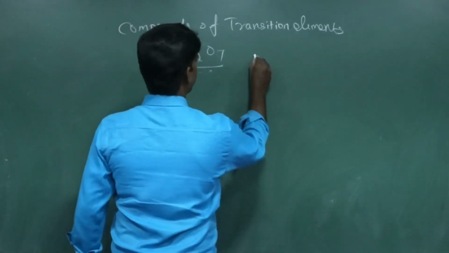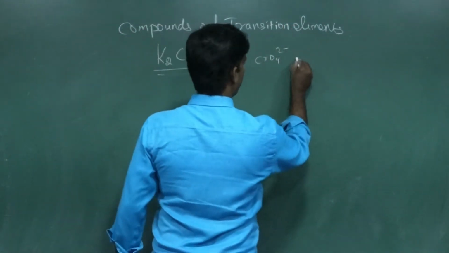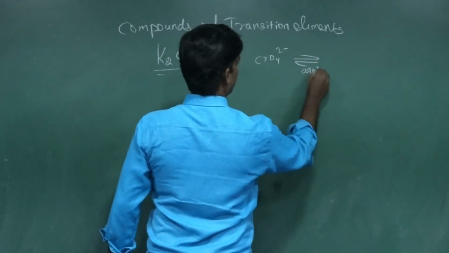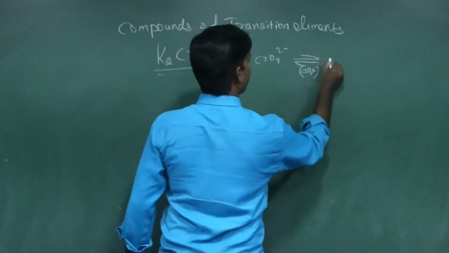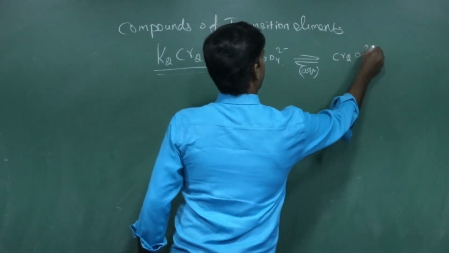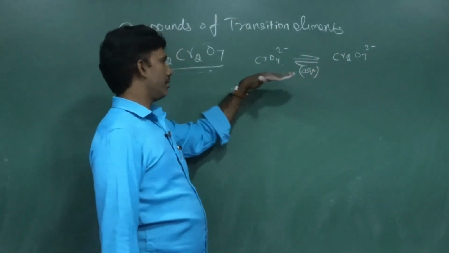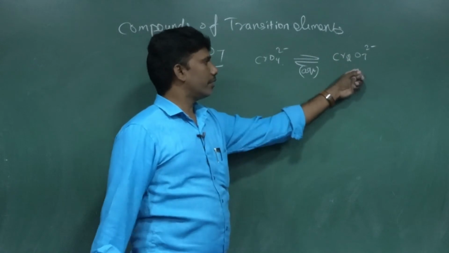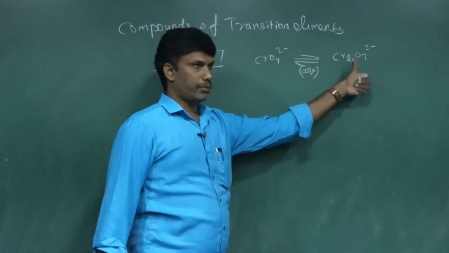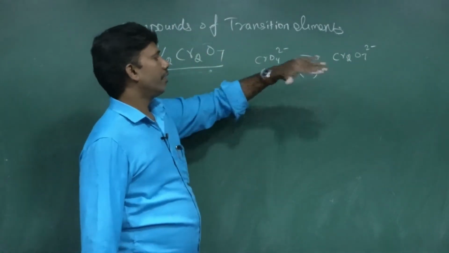In aqueous medium, CrO4 2 minus chromate ion and dichromate ion are both interconvertible. That means in aqueous form, both can be interchanged. Potassium dichromate can be converted to potassium chromate, and potassium chromate can be converted to potassium dichromate. That is the interconversion.